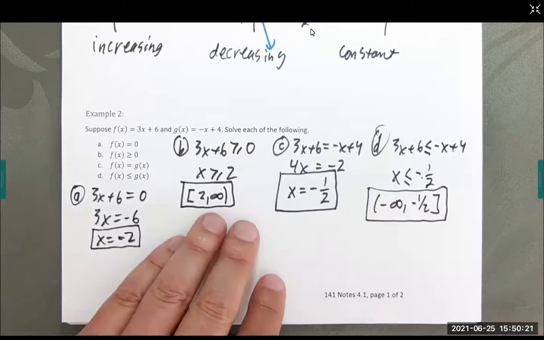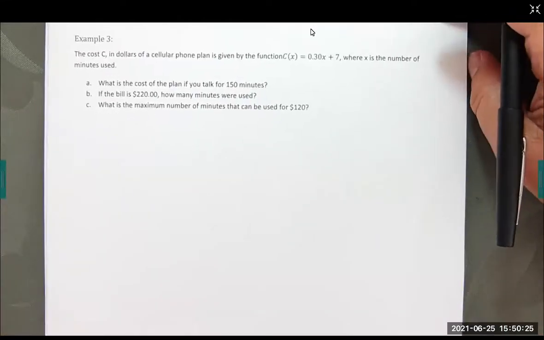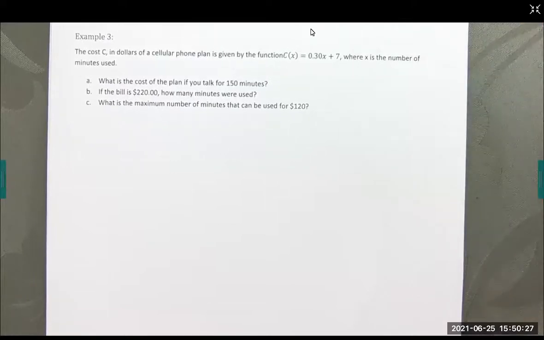And let's do an application problem. I think this is based on a business model of some sort. Oh, this is a cell phone plan. The cost C in dollars of a cellular phone plan is given by the function C of x equals 0.30x plus 7, where x is the number of minutes used.